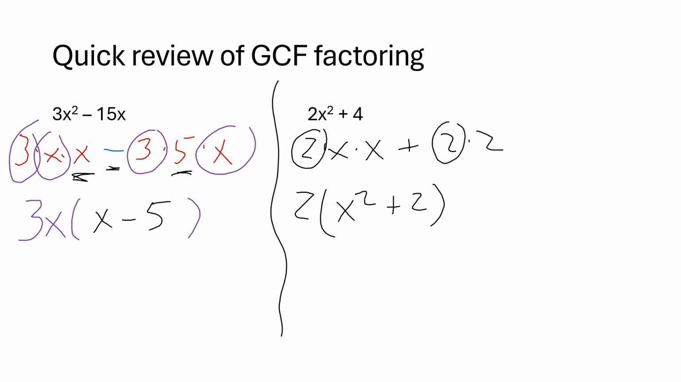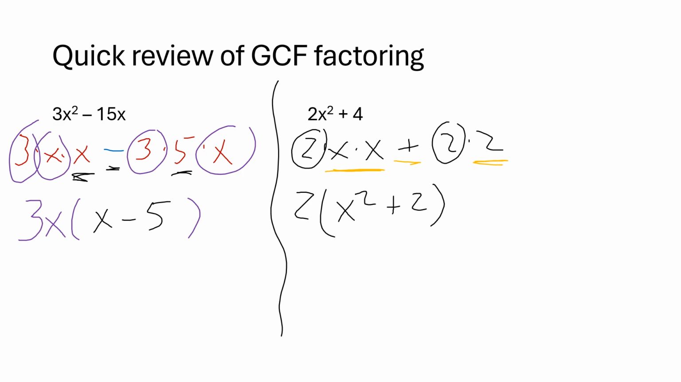If you're wondering, like, where did you come up with that, x squared and the plus 2? So it's whatever's left over. So GCF factoring is essentially reverse distribution, and it can get pretty awful with lots of variables and very big numbers, but typically when you're factoring quadratics, it's not that bad.